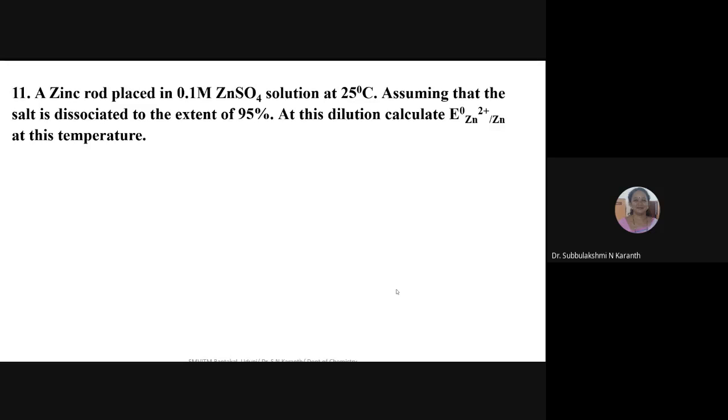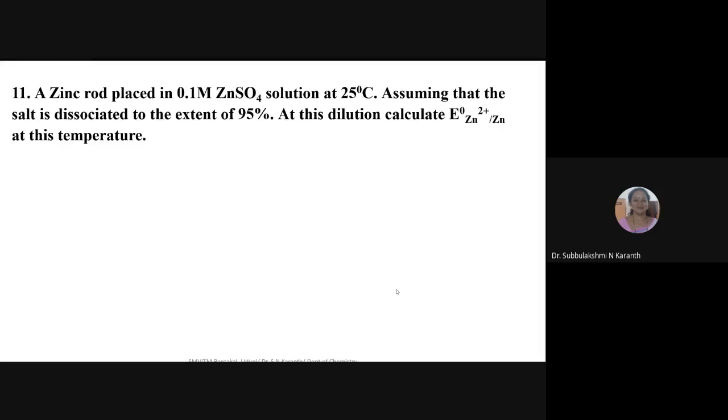But when they took the zinc sulfate and dissolved it in a known quantity of solvent, during preparation of the solution only 95% of the salt gets dissociated. Assuming that the salt is dissociated to the extent of 95%, not 100%. If 100% dissociation takes place, then you can get 0.1 M zinc sulfate solution. But here only 95% is dissociated. That means you are not preparing an electrode which contains 0.1 mole.